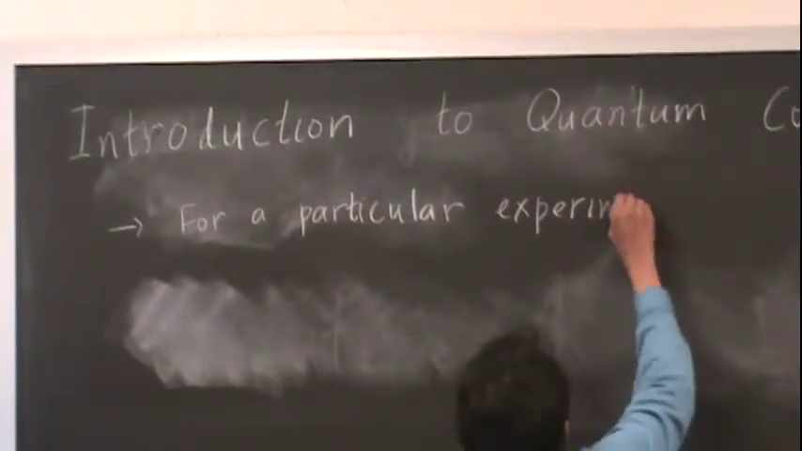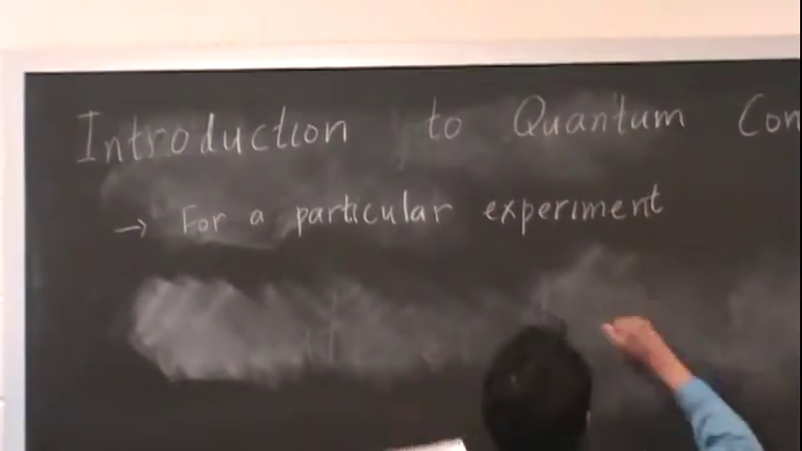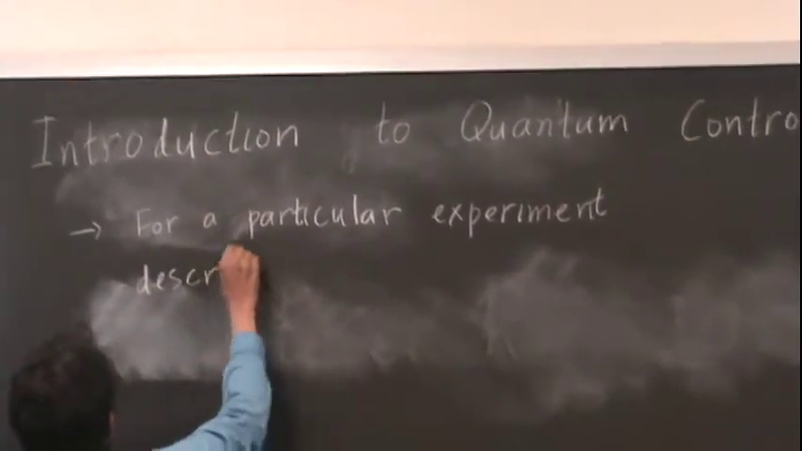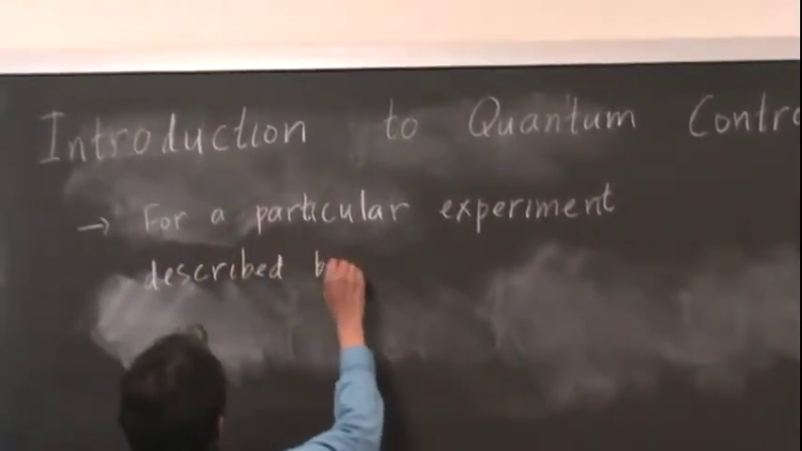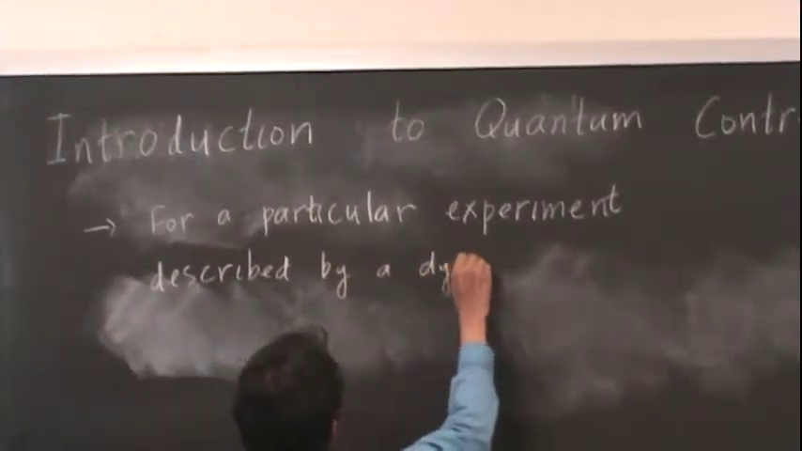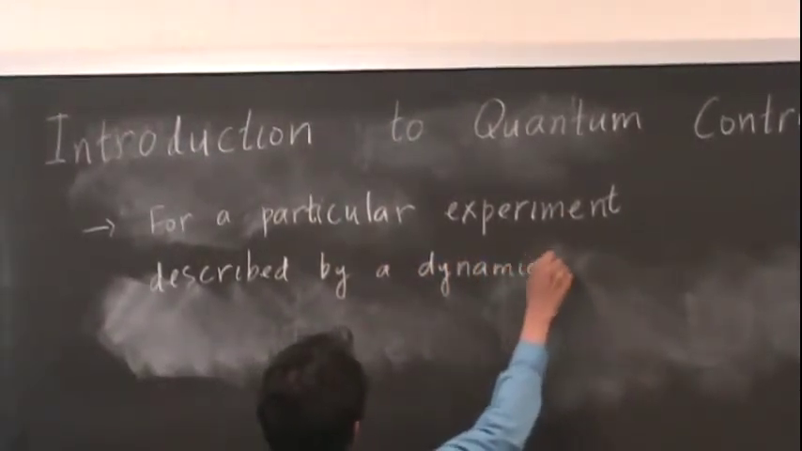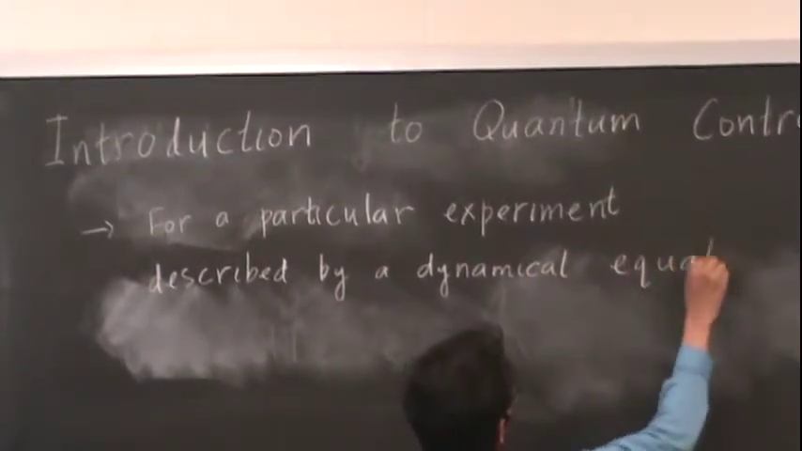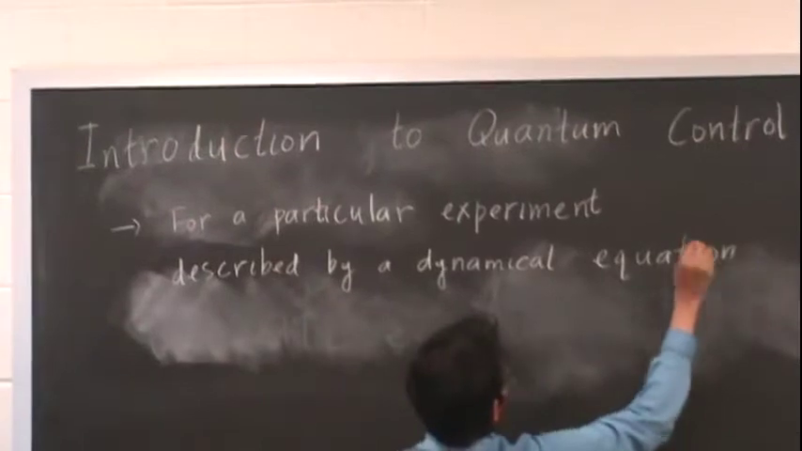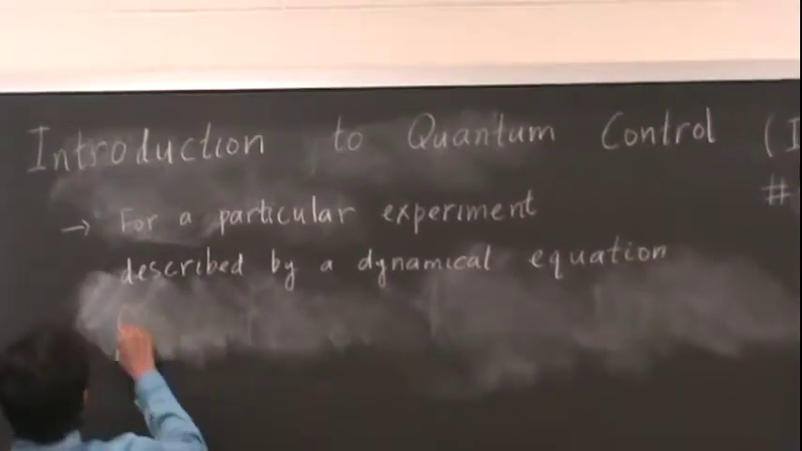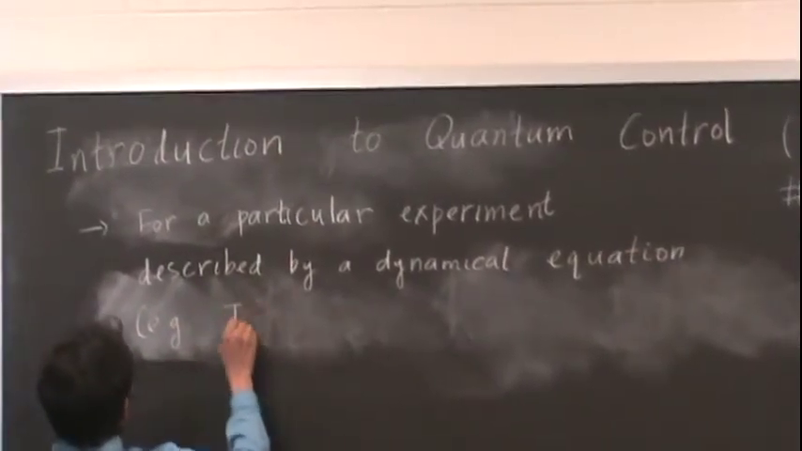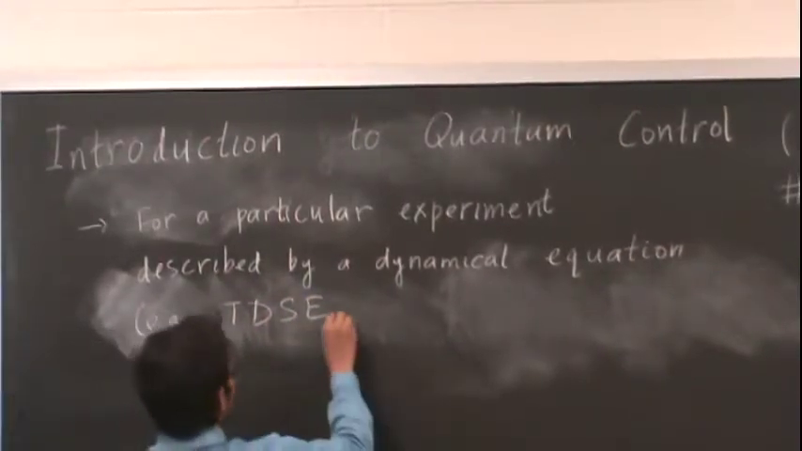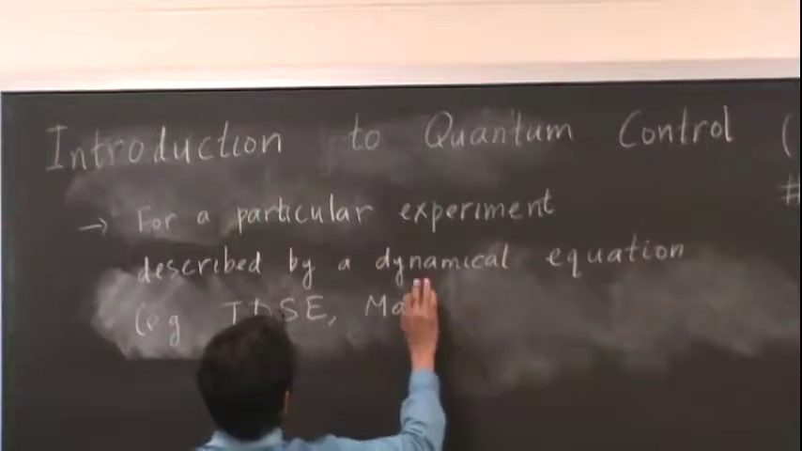Awesome, thank you. So for a particular experiment described by some dynamical equation. Now the dynamical equation could be the time-dependent Schrodinger equation or the master equation, depending on whether you have a closed quantum system or an open quantum system. So I write TDSE. I guess we all know this is the time-dependent Schrodinger equation or master equation.